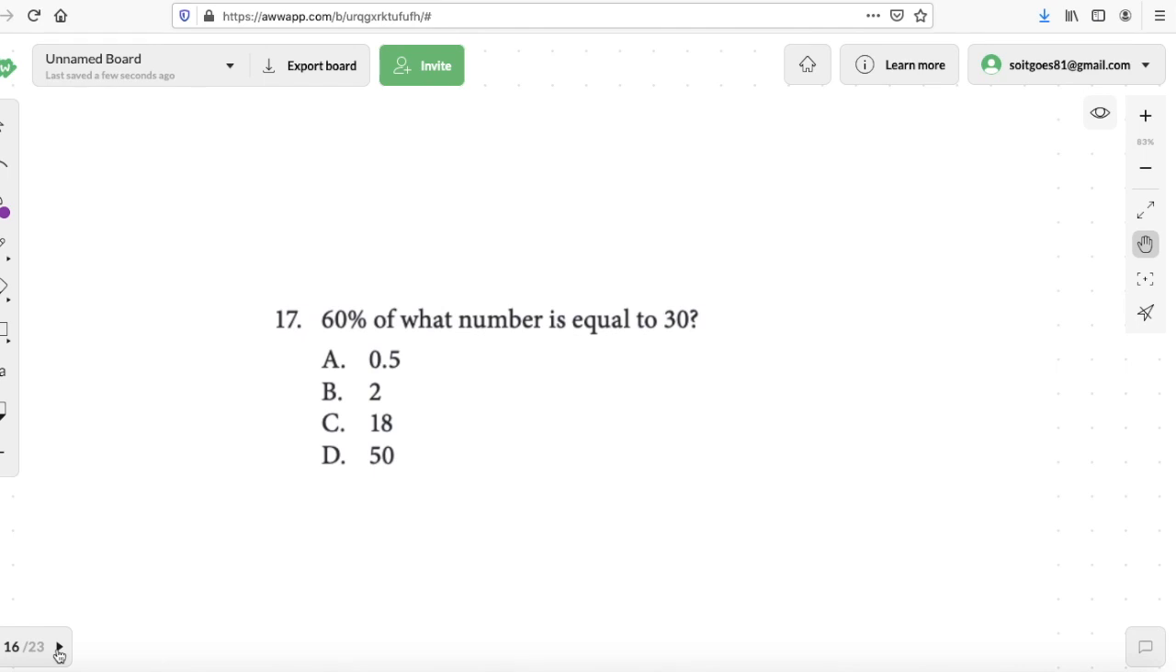Juliana, what's the answer? C. No. If you take 18 and you find 60% of that, is 60% of 18 going to be bigger than 18 or smaller than 18? Smaller than 18. Is it B? If you take 2 and you find 60% of 2, is that going to be bigger than 2 or smaller than 2? Smaller than 2. That's not 30.